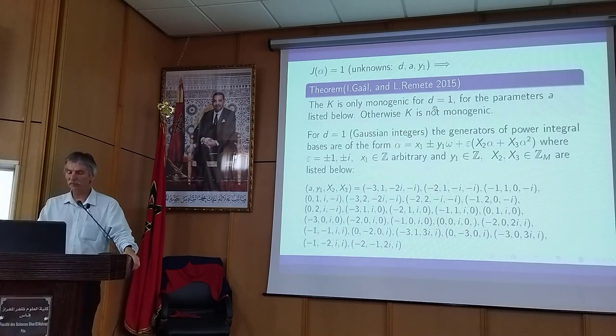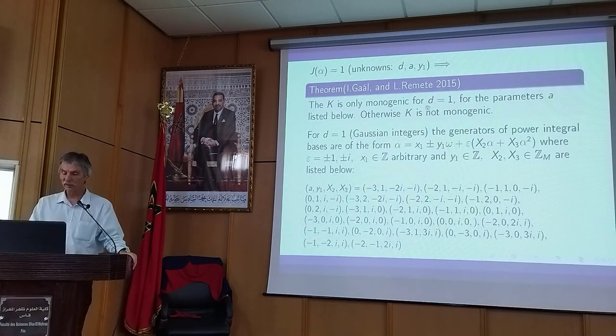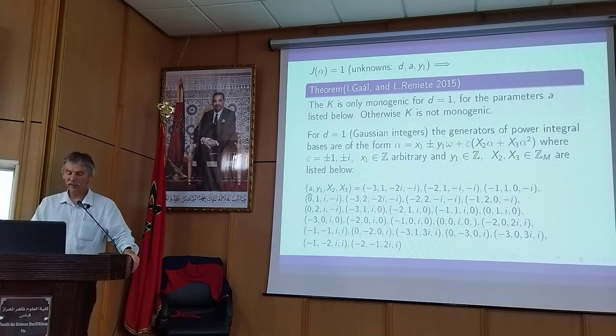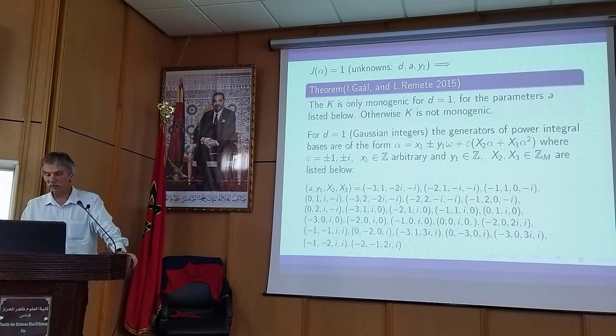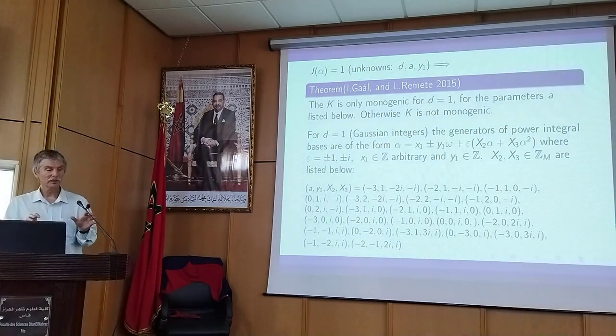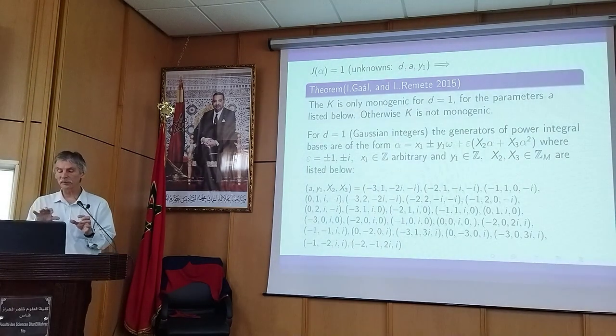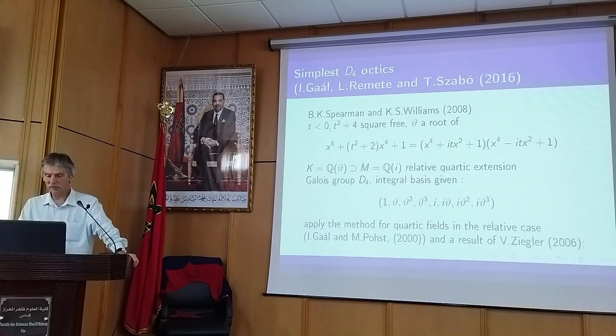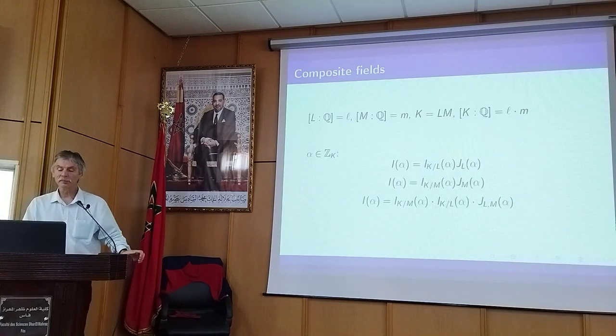And it has turned out, this is a joint result with my PhD student László Remeta, that generators of power integral basis exist only for Gaussian integers when d is equal to 1, and in those cases this is the list of all possible values of a, y1 and x2, x3, from which we can construct all possible generators of power integral basis in our sextic field, which is the cubic extension of the imaginary quadratic fields using the simplest cubic number fields. This is another example which perhaps I shall skip now.